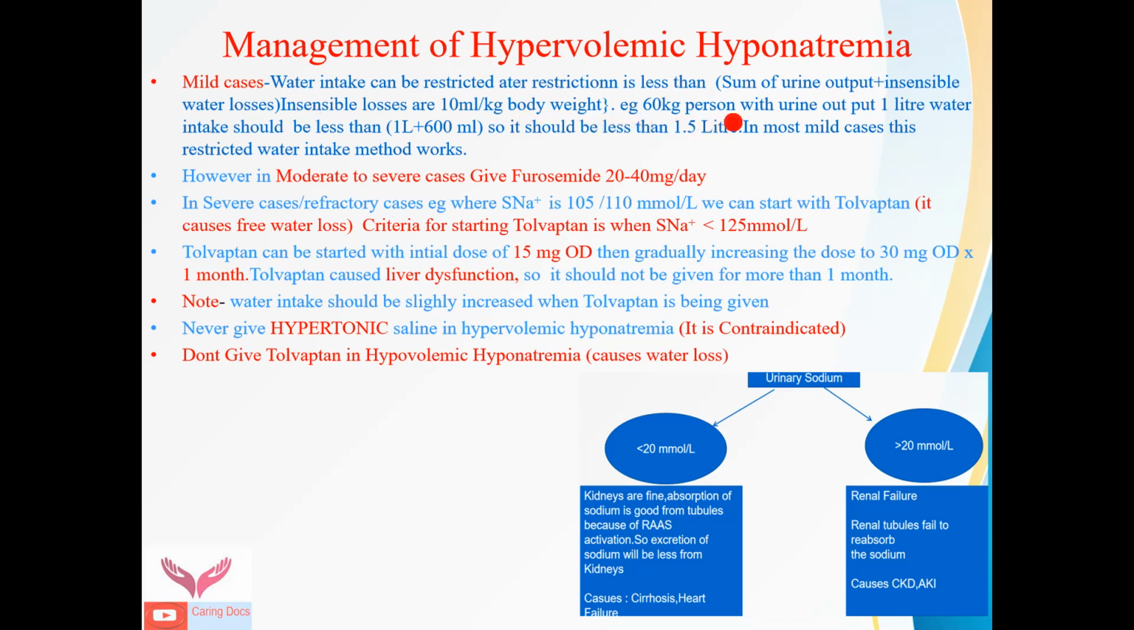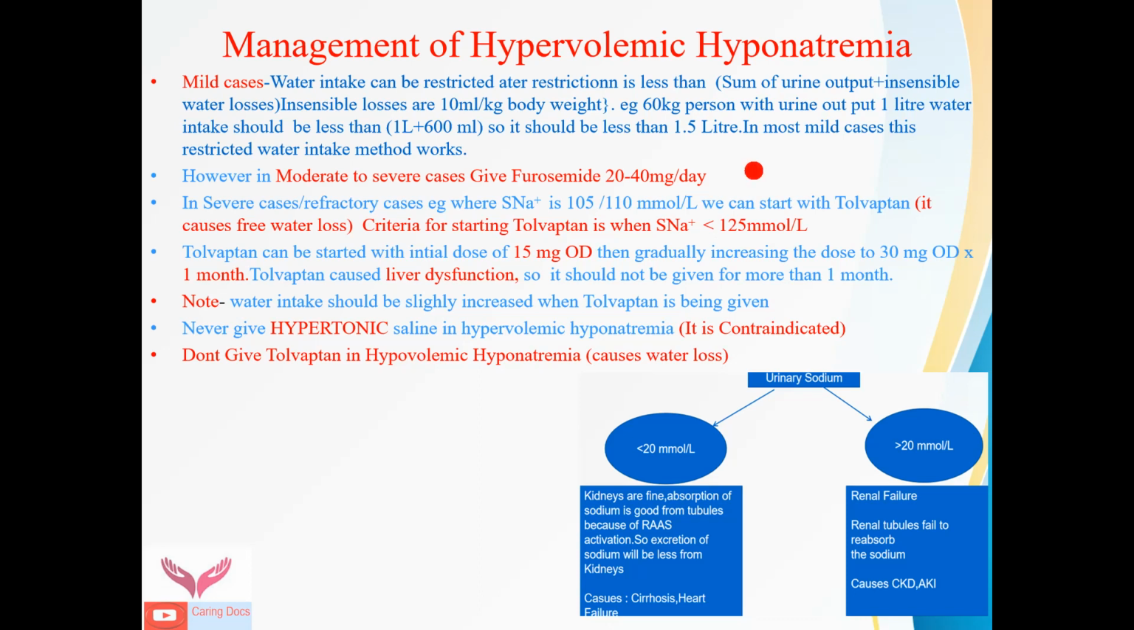For example, for a 60 kg person with a urine output of 1 liter, his intake should be less than 1 liter plus 600 ml, where 600 ml is the insensible loss. So it comes to about 1600 ml. So we will give him water to drink, and it should be less than 1.5 liter. In most of the mild cases, the restricted water intake method works. However, in patients with moderate to severe cases, we have to give a diuretic like furosemide 20 to 40 milligram per day.